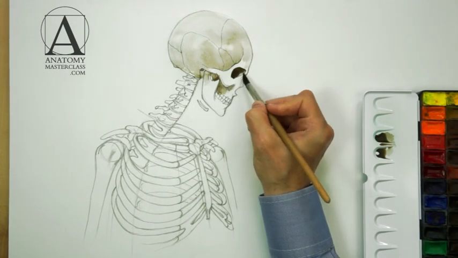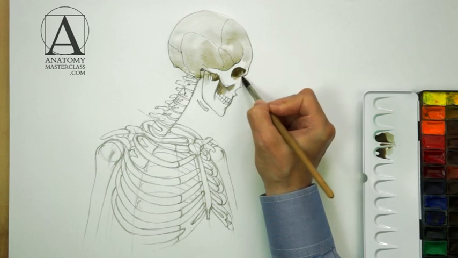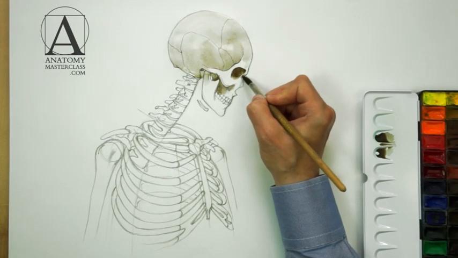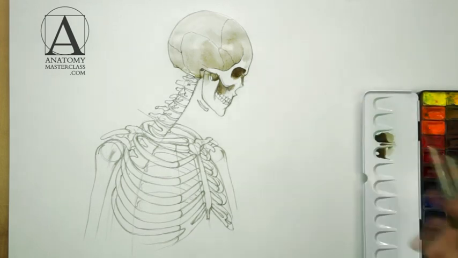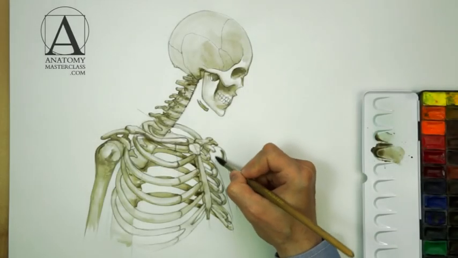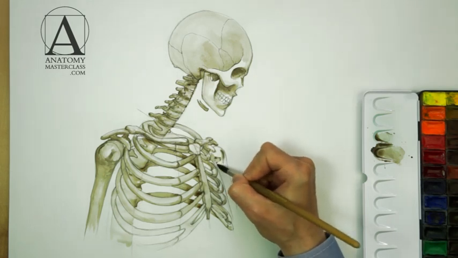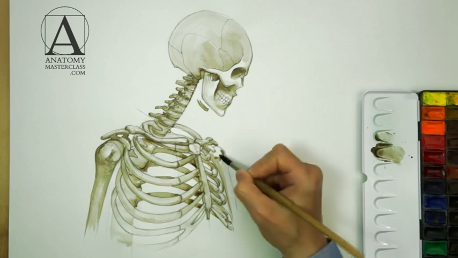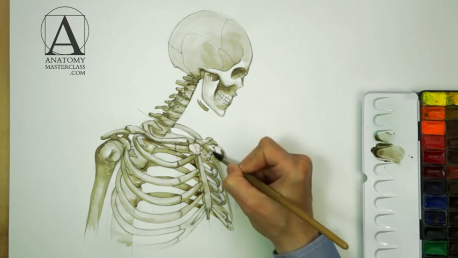If you are drawing along with this video lesson, the watercolor step is completely optional. You don't have to tint bones unless you want to try how it feels. In the next video lesson, you will learn the main muscles of the head, neck, and shoulders.